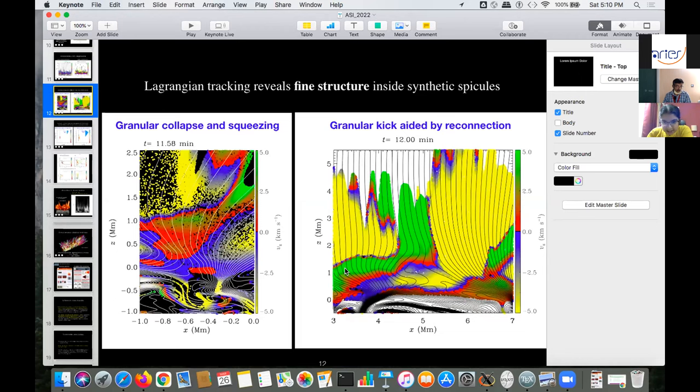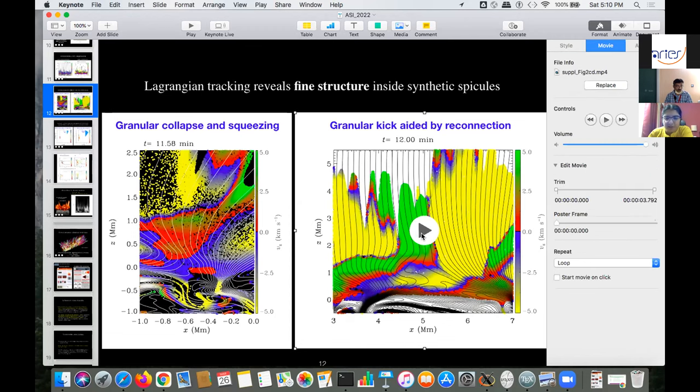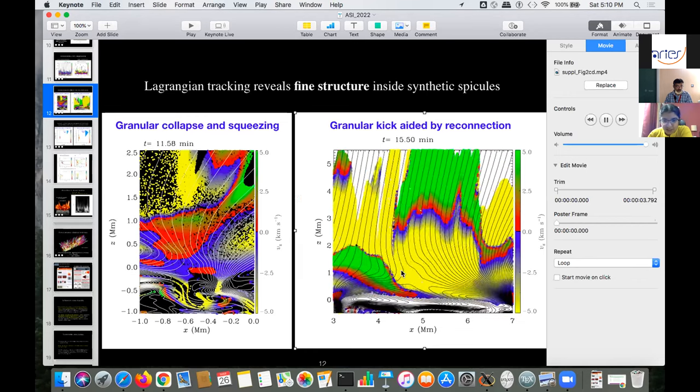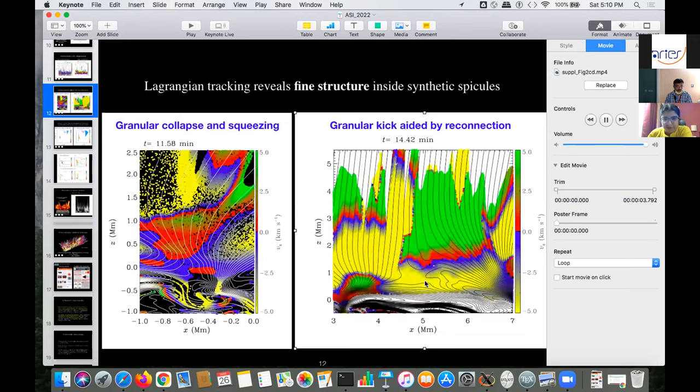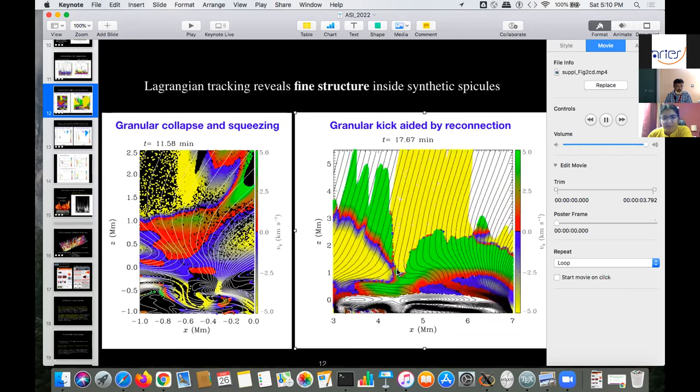So the reconnection is basically taking place around 1 to 2 megameter maybe. So in this movie, if I run this movie, this reconnection region actually moves a little bit. So I would think if you're able to follow, I can see that.